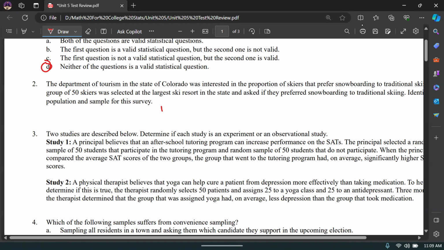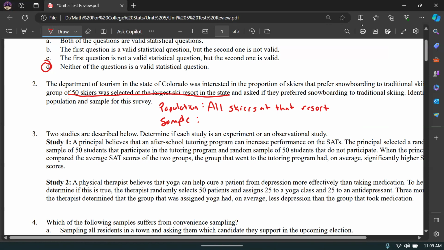So population and sample. Now population is where the sample is being taken from, right? What's the total amount of people that could have been in that sample? So when they say, 50 skiers were selected at the largest ski resort in the state, well, the population is going to be all skiers at that resort, right? Because they're not doing a random sample of 50 skiers from the state.